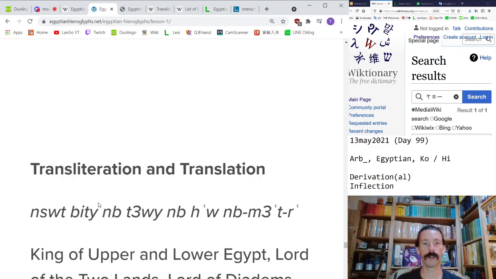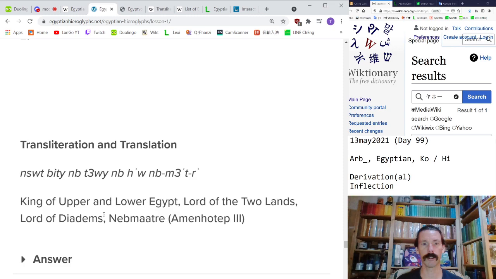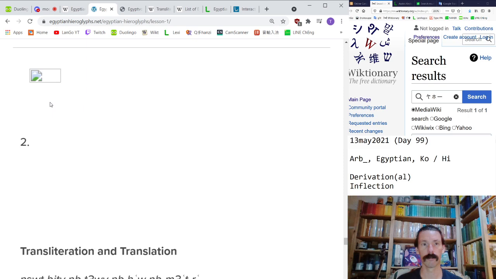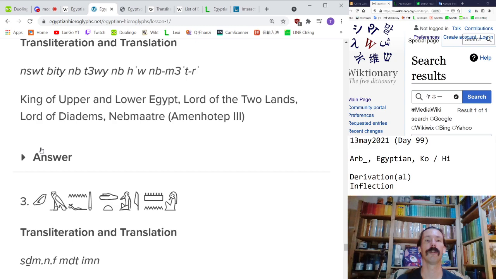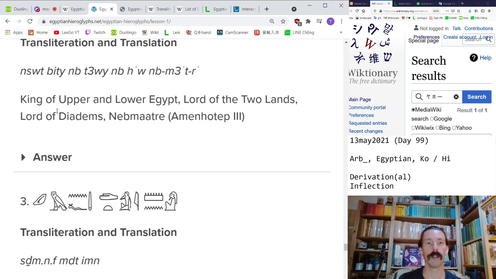Nesut biti... Oh, what's going on? See, I told you there were some rendering issues on that. Indeed you did. I think it's using pictures on some of them, and the pictures don't load, I guess. That is a shame. All right, let's get what we can from this little interlinear thing. Nesut biti neb tawy neb iw neb maat-ra. That's the transliteration for the picture above it that didn't load.